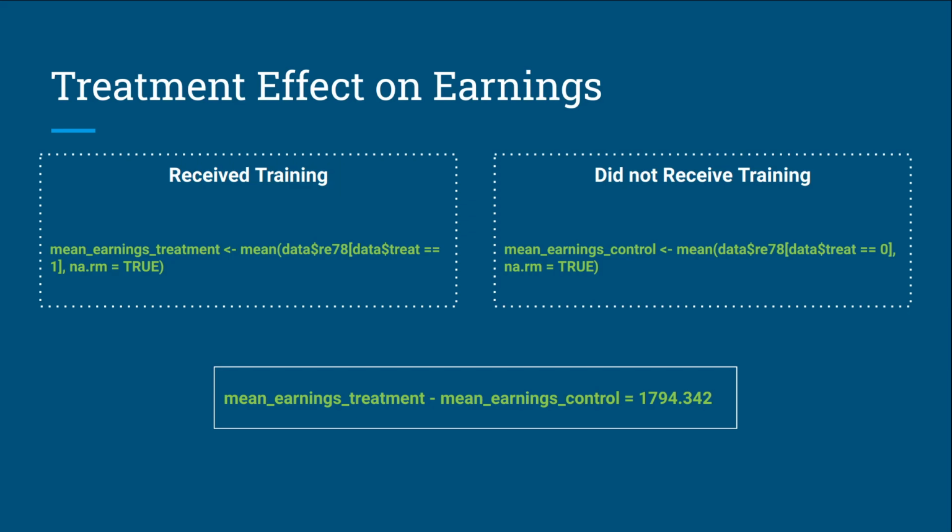The first thing we needed to find out was whether the treatment had an impact. Well, to do this, we calculated the difference in the means between the two groups. There was a positive impact, with the treatment group having on average $1,794 more in pay than the control group.